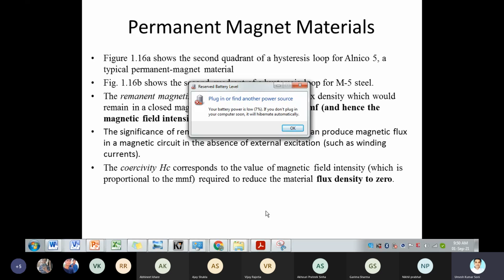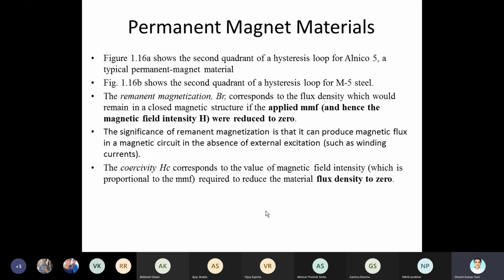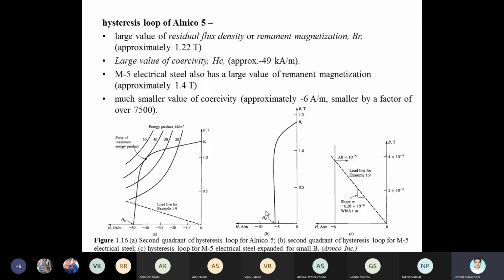In case of magnetic materials, the coercivity should be very high. So here the hysteresis loop is shown, and in the second quadrant we can see that the residual flux density or remnant magnetization BR is approximately 1.22 Tesla, where H is zero.